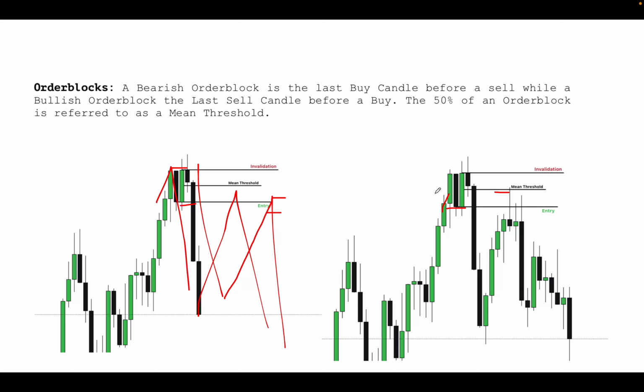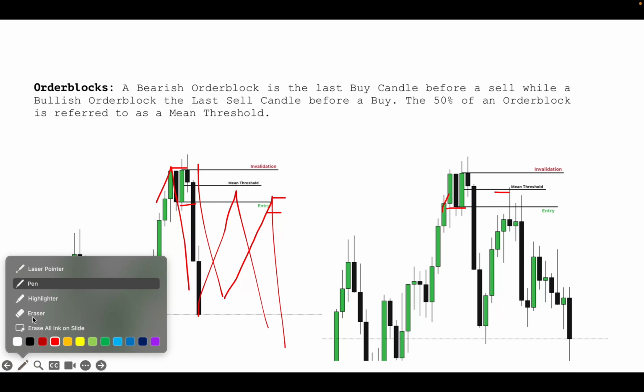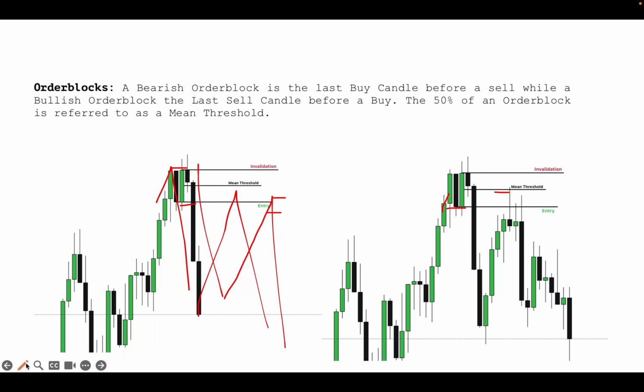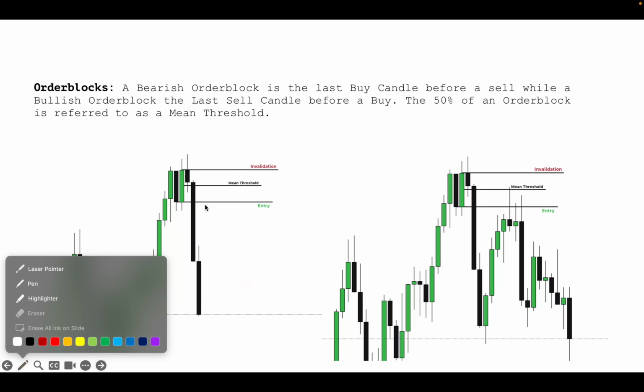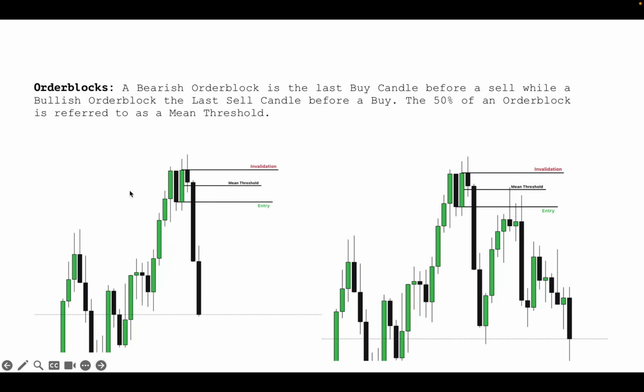Now, most times we use the mean threshold during price action for precision. We use the mean threshold for, more, how will I explain this? For more precision in price action, right? So if the order block we're using is very large, we use the mean threshold. Like in the next example, I'll show you a large order block where you could have used a mean threshold. But yeah, that's basically it for order block.